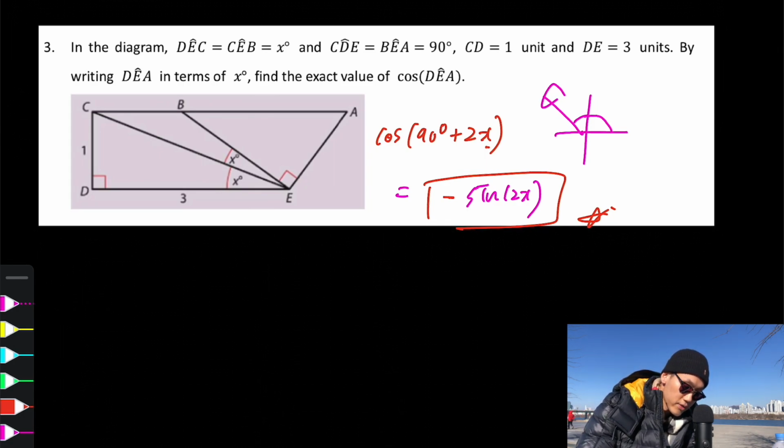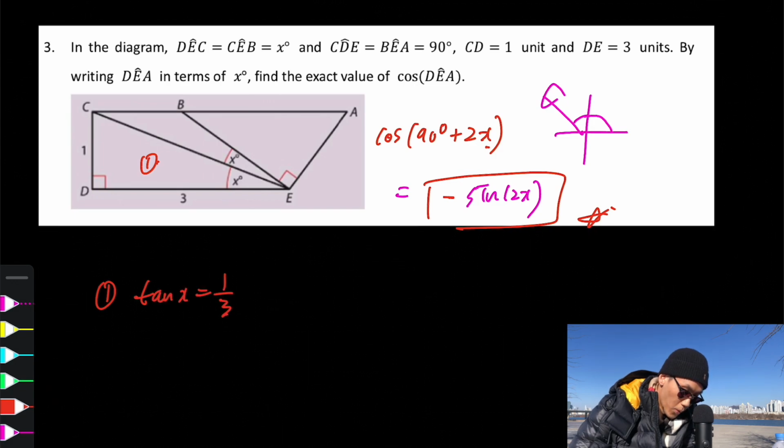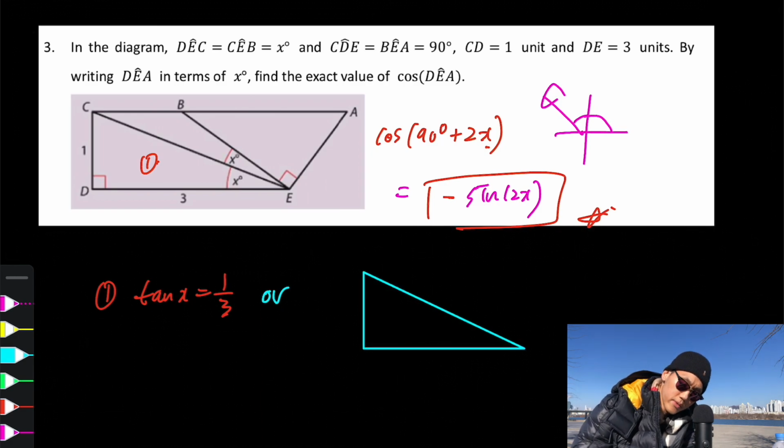If you can actually find expression of a sine 2x using this information, that's great. If not, no problem, because I can use the right angle triangle of number 1. From number 1, I have tangent x being 1 over 3. Or I can actually use that right angle triangle using the Pythagoras theorem, right? So I've got the 3, 1, and the hypotenuse is going to be what, my friend? Very good, square root of 10.